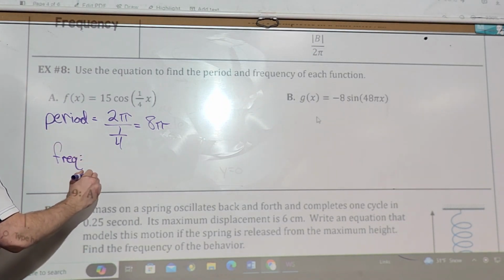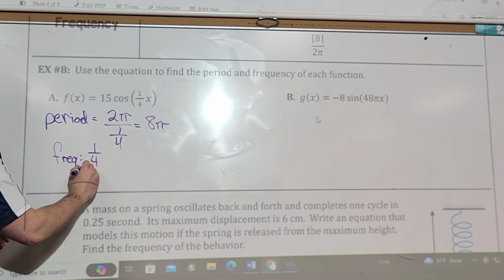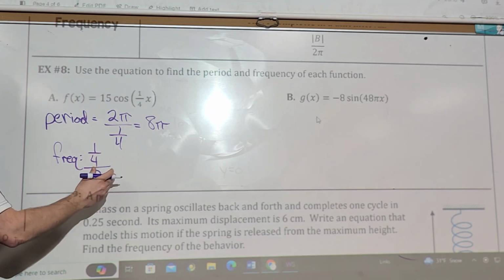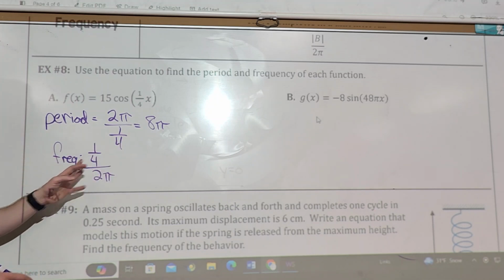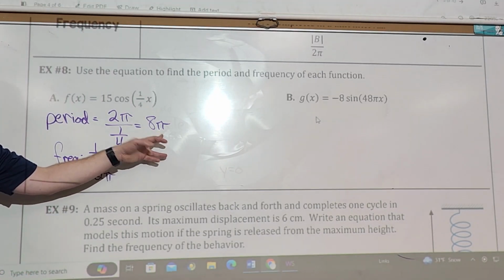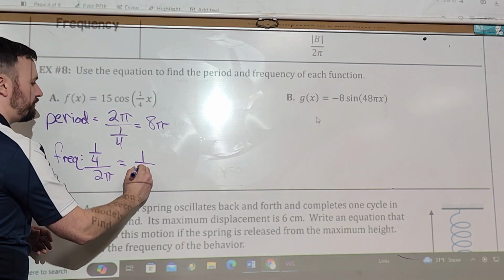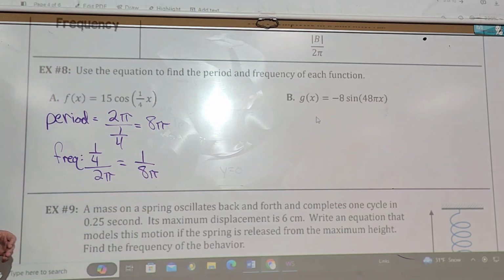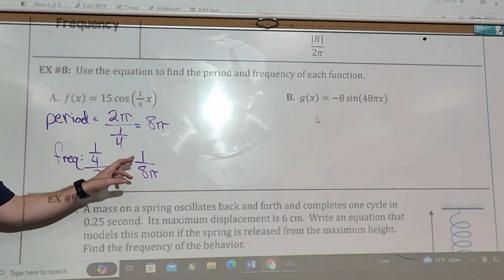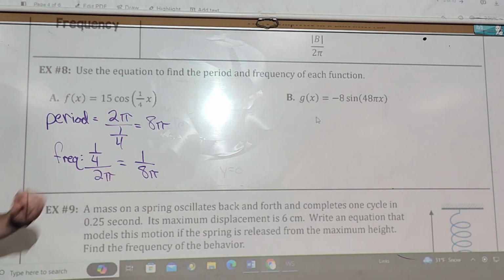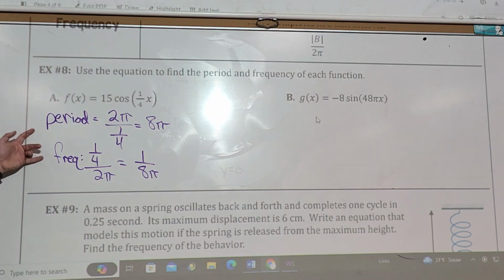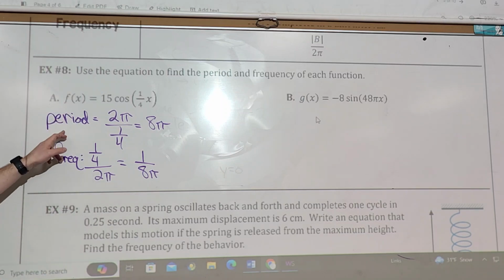What's my frequency? That's going to be 1/4 over 2 pi, right? I flip it. Now, if I know the period, do I have to recalculate or could I just find the reciprocal of that? It's the reciprocal of that. It's going to be 1 over 8 pi. Because you complete one cycle every 8 pi length or time. It's usually time. These are always reciprocals. Always. This one's more used in physics. This one's more used in math. I use this one periodically.